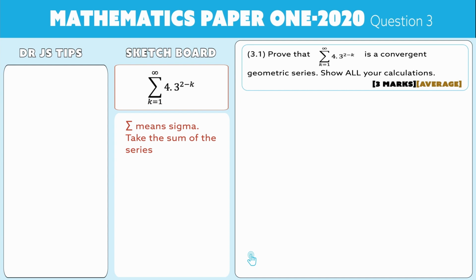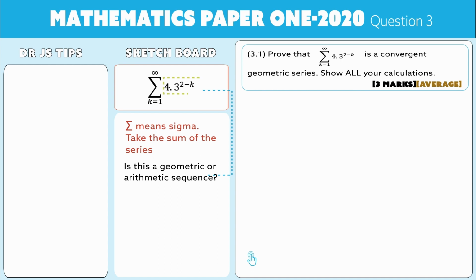And what does it mean? It means take the sum of the series. So we are working with a series, and now all we need to do is look at whether that series is arithmetic or whether the series is a geometric series that we're working with. And folks, we find that by looking at that number over there.